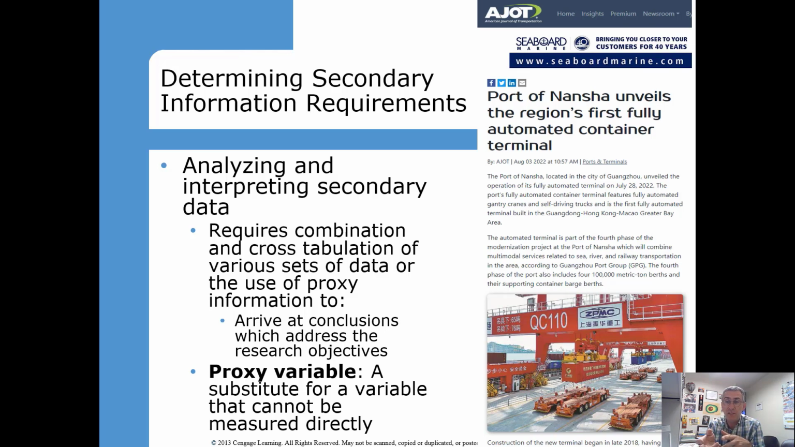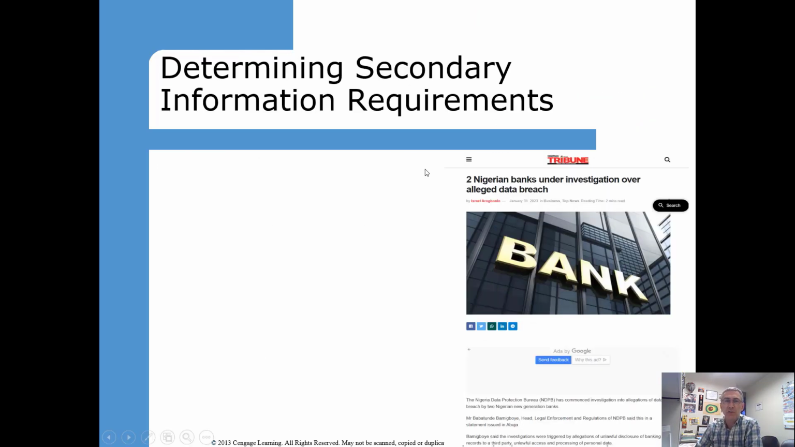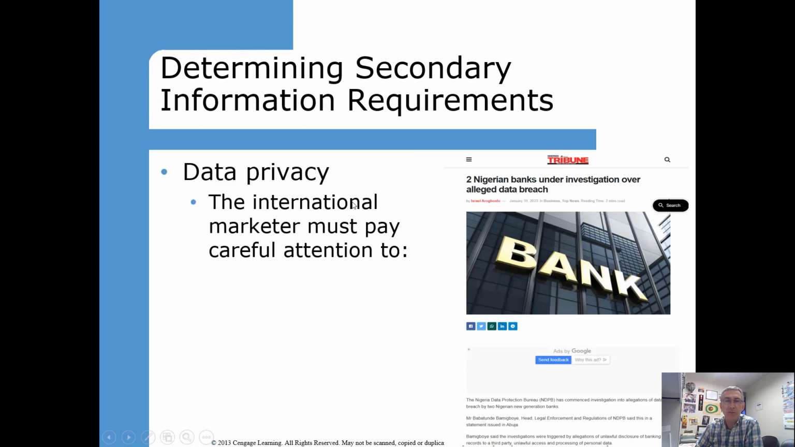There's going to be productivity differentials when you're looking at a completely automated port and a port that's still running the old-fashioned way. So again, things to consider. Determining secondary information requirement. So data privacy is another big one. The international marketers must pay careful attention to the privacy laws in different countries, how you handle data.